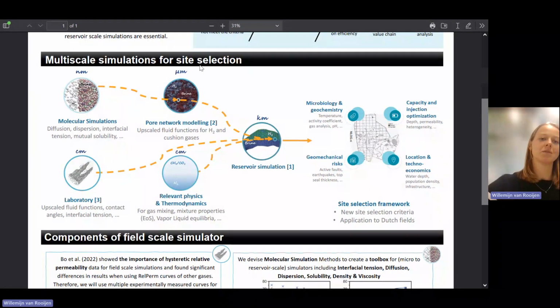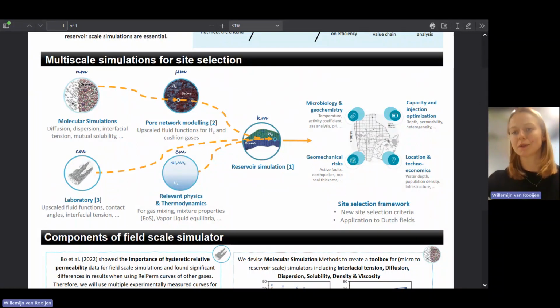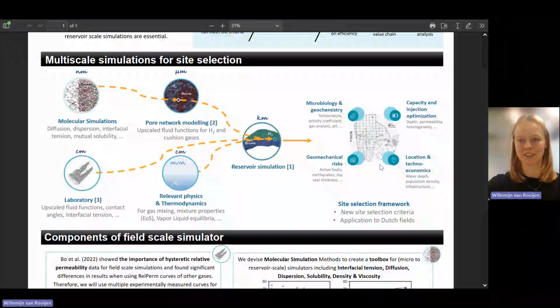Well, using all these different inputs and all the lessons that we learned in the past from all the research that we did all together, we want to combine this all into a reservoir scale simulator. And by doing sensitivity analysis, we're looking at different types of fields. We will come up with a site selection framework with new site selection criteria. There are already some in literature, but we want to add some more. And we want to apply this to almost all 500 Dutch fields that we have here in the Netherlands.